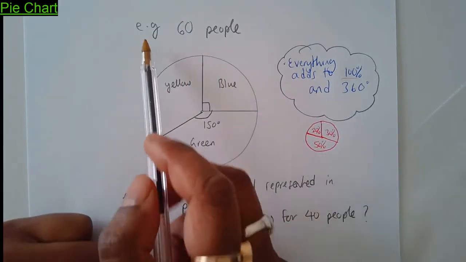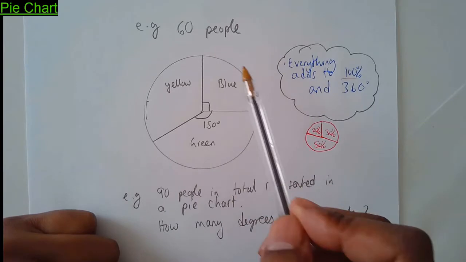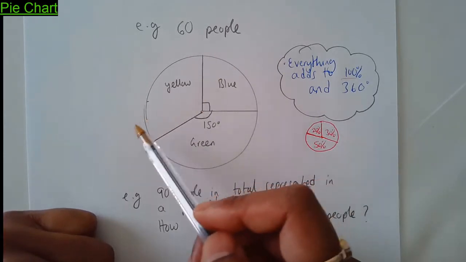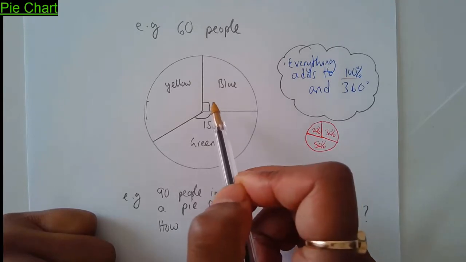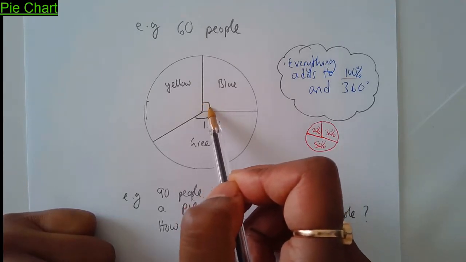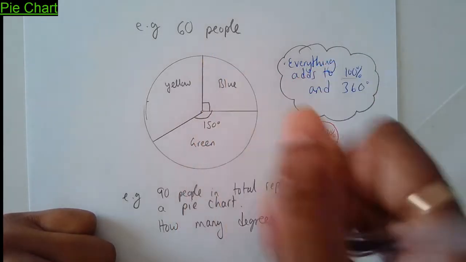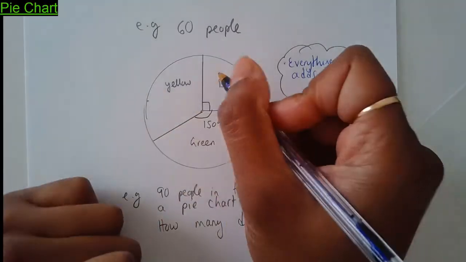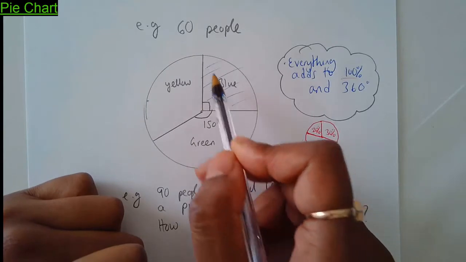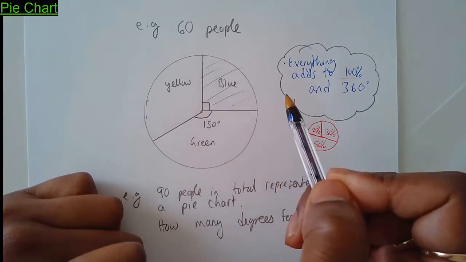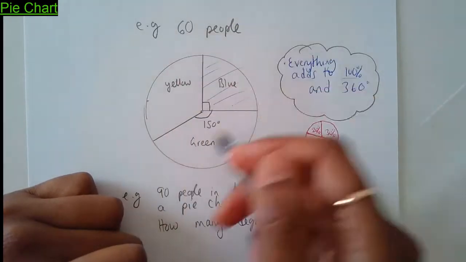In this example, this pie chart represents 60 people. A survey of favourite colour. You can see here, a quarter of the people, remember this blue sector is a quarter of a circle.